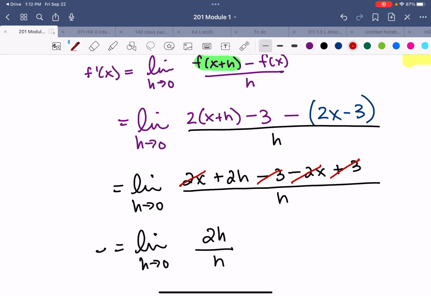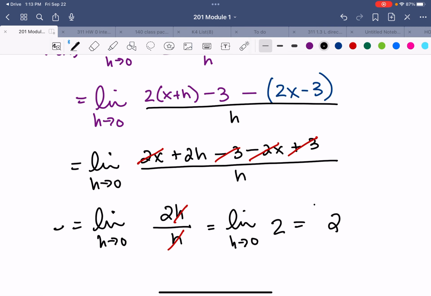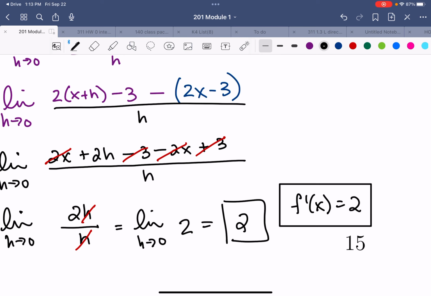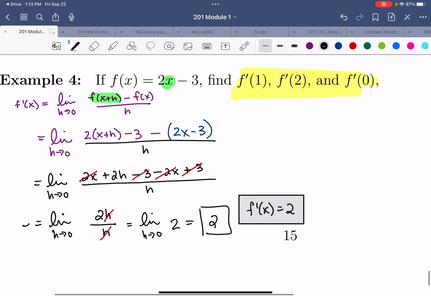Now I try to cancel out that h, and I can do that. And so this is the limit as h goes to 0 of 2. And I don't have any h's, so I don't have to plug them in anywhere. I just get 2. And so f prime of x is equal to 2 as a function. Okay. Now, is it odd that that's just a solid number? Well, no, and we'll talk about that later.